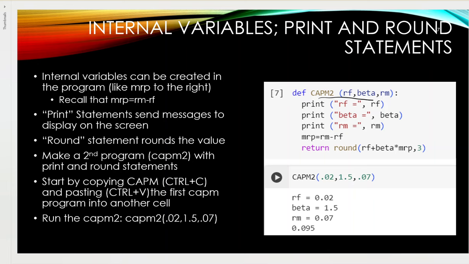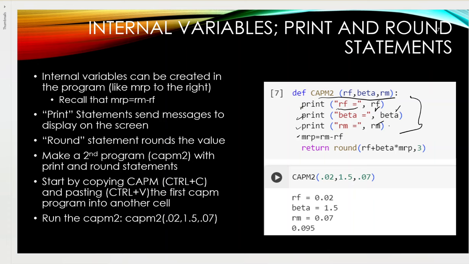So I'm going to enter that, and then I'm going to say print text RF in brackets. So that's going to give me text, comma RF, which will tell me the value of RF. And then I'm going to print beta and the value of beta, print RM and the value of RM. And then I'm going to say MRP equals RM plus RF. And then I'm going to return.